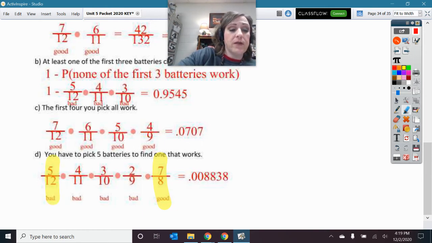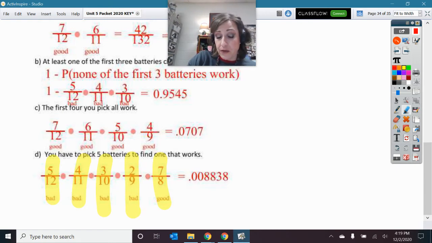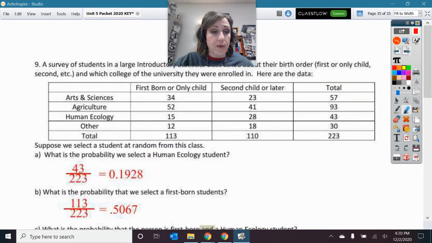So 5 12s, 4 11. So these are the bad ones. Bad, bad, another bad, another bad. But then look, there's 7 out of 8 of them that are left in there that are good. Okay, so that last time's pretty darn good. So in other words, we're probably going to be getting a good battery before that try, because that's less than 1% chance. All right, now we have a table.